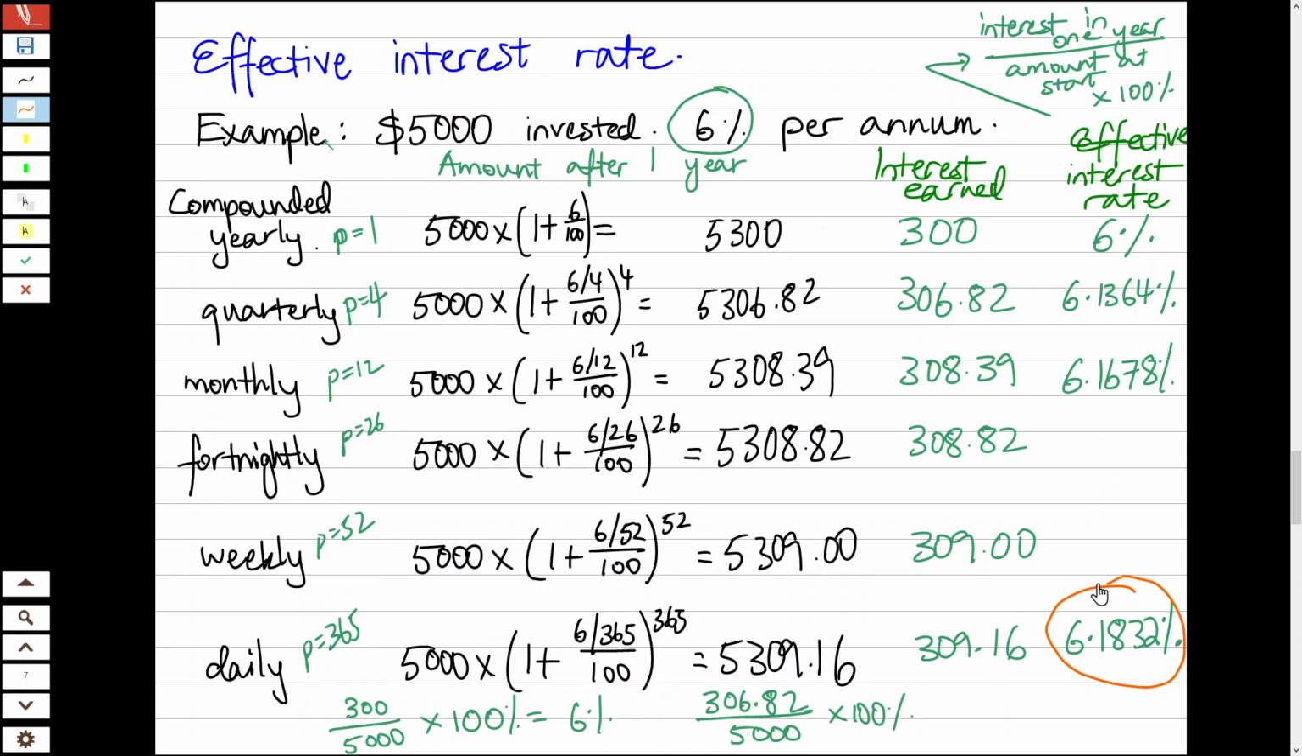One of the problems is if I compound with different periods, it's not exactly clear how much interest I'm going to get unless I do the full calculation. But if I just tell you the percentage on the right, then you'll know how much interest to expect at the end of the year. And so this is really what effective interest rate's about. Okay, let's do one more example.